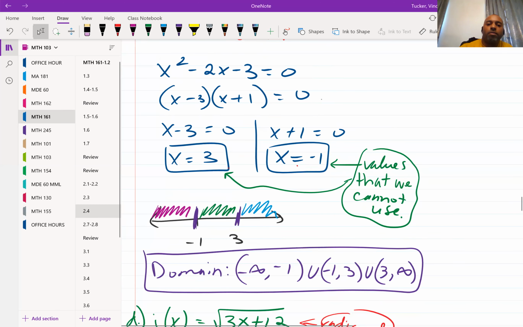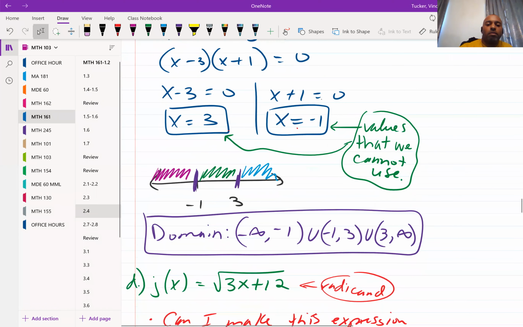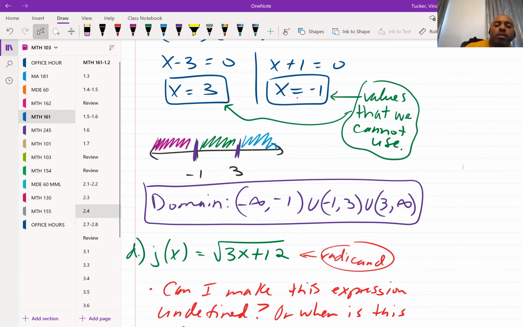All right, ready for the next example? All right, so here we have the square root of 3x plus 12. So what's under the radical? This is a radical equation, radical function. And let me see if I can write that up here. We talked about this already, but just want to notate it.